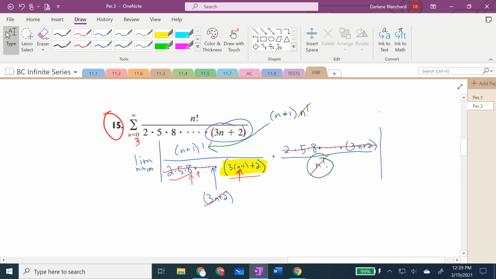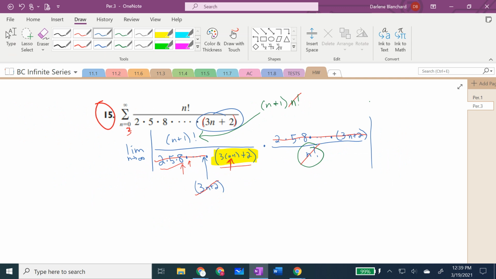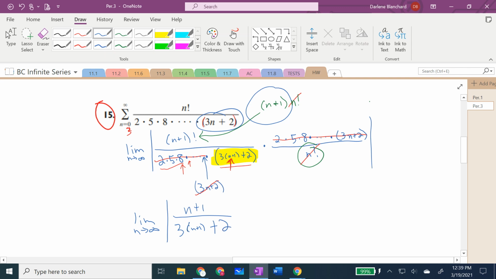And now I'm going to clean this up to see what we are actually working with. We have limit as n approaches infinity. We have n+1 left over in the numerator. And in the denominator, I have a 3 times n+1 plus 2. And you know, you can multiply it out if you want, but you don't need to. This is what's left over when everything cancels. So what is the answer to this limit? You should see that it's 1/3.